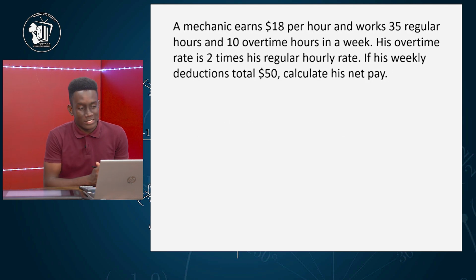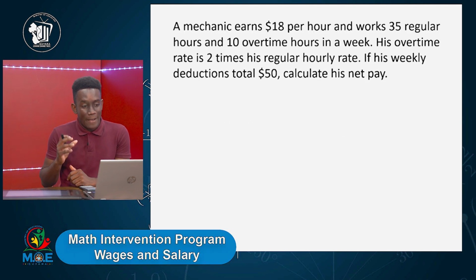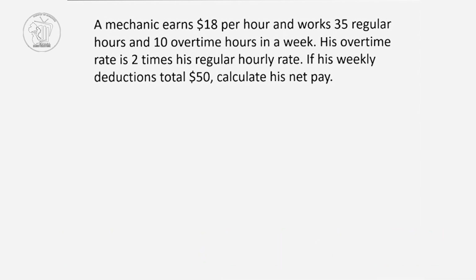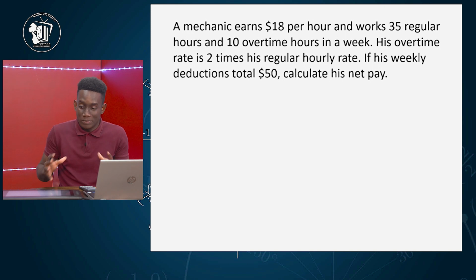Let's carry on to another example. So this one says, a mechanic earns $18 per hour and works 35 regular hours and 10 overtime hours in a week. His overtime rate is 2 times his regular hourly rate. If his weekly deductions total $50, calculate his net pay. So we need to work this question piece by piece.